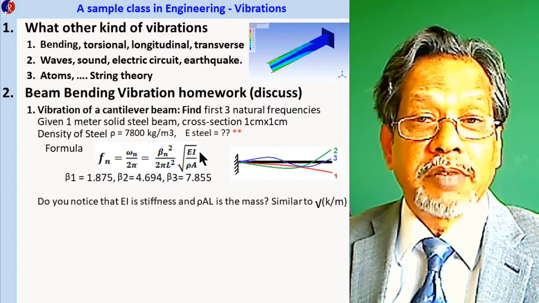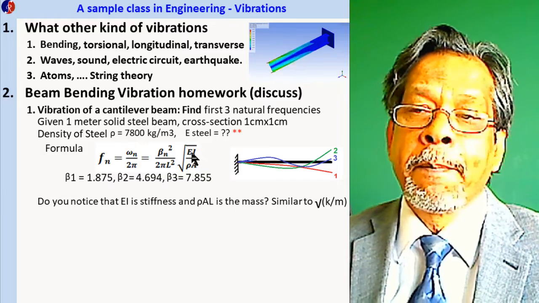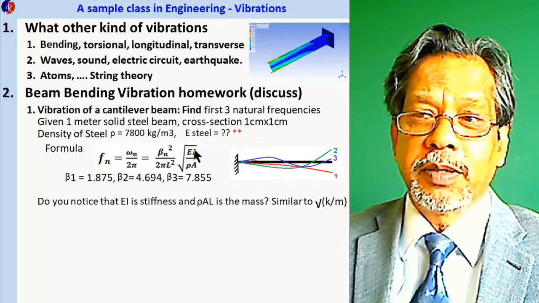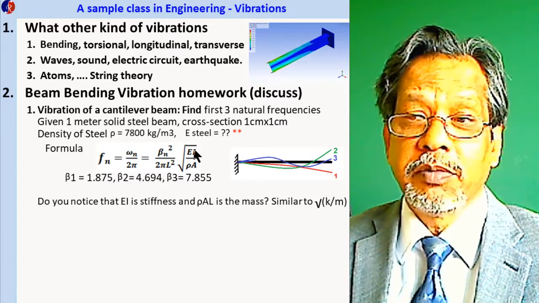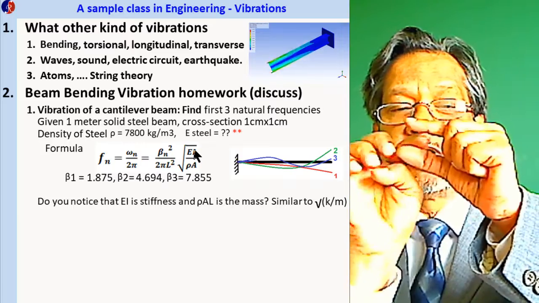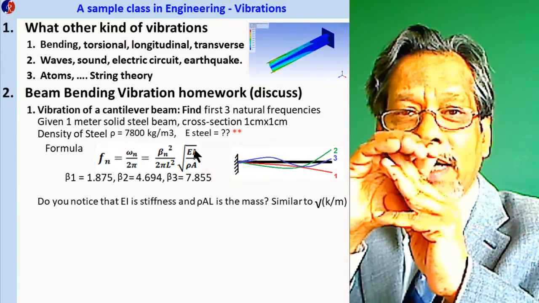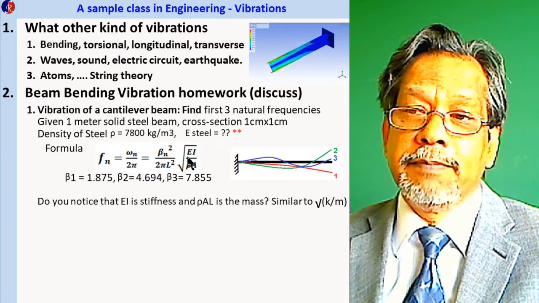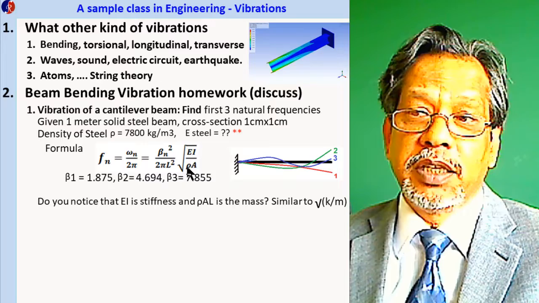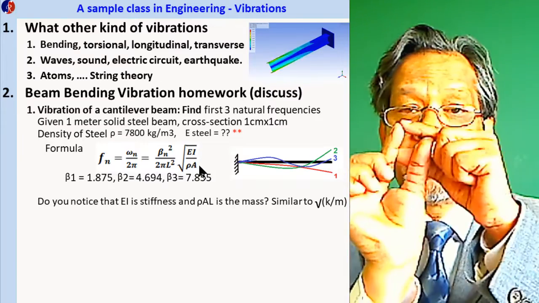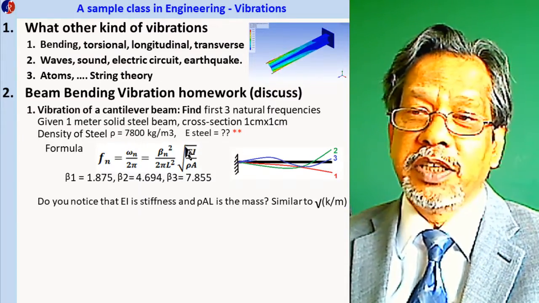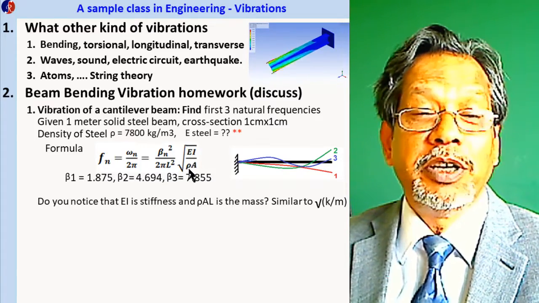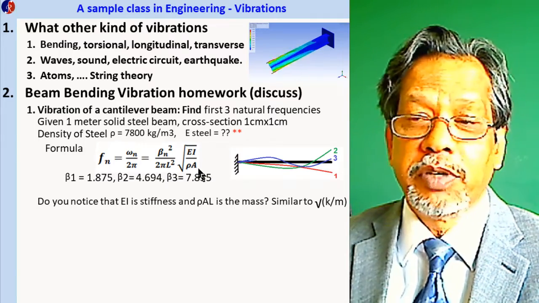EI represents bending stiffness. E is this E, I is the moment of inertia of this 1 centimeter by 1 centimeter section. Ask them to find out how much it's going to be. Moment of inertia about the central axis, because it bends about that axis. Then EI will give stiffness, rho is the density given, A is the cross-sectional area. Now notice that this part is similar to K, the elastic constant, and this part is similar to mass. Here it's mass per unit length.